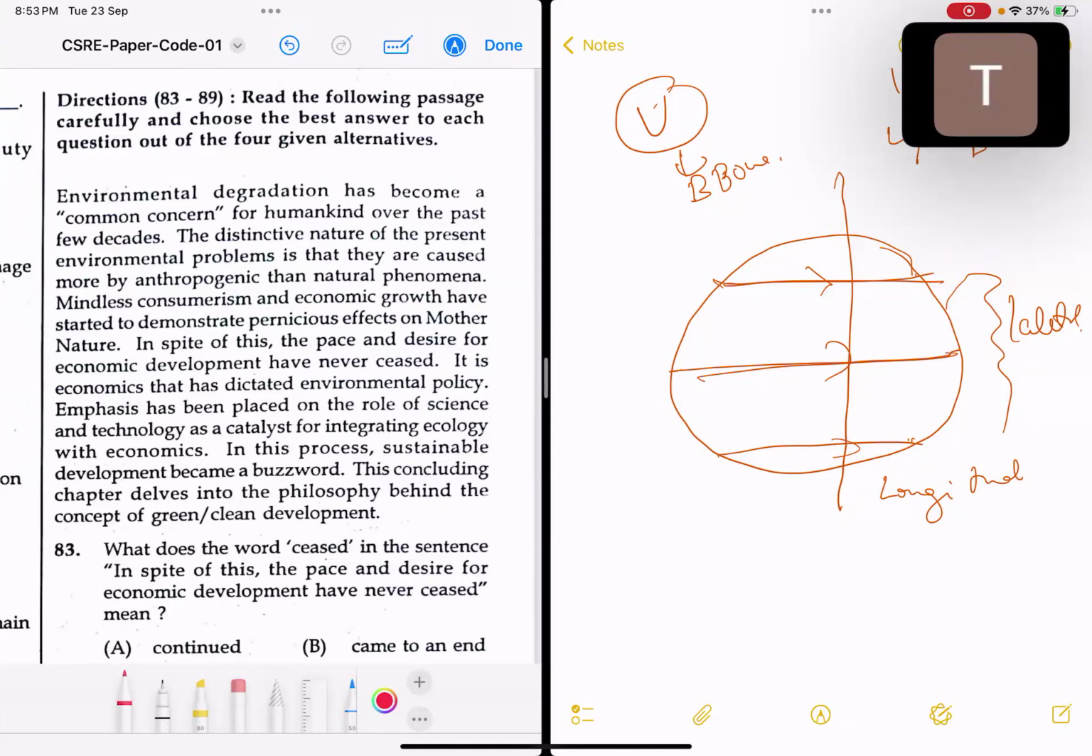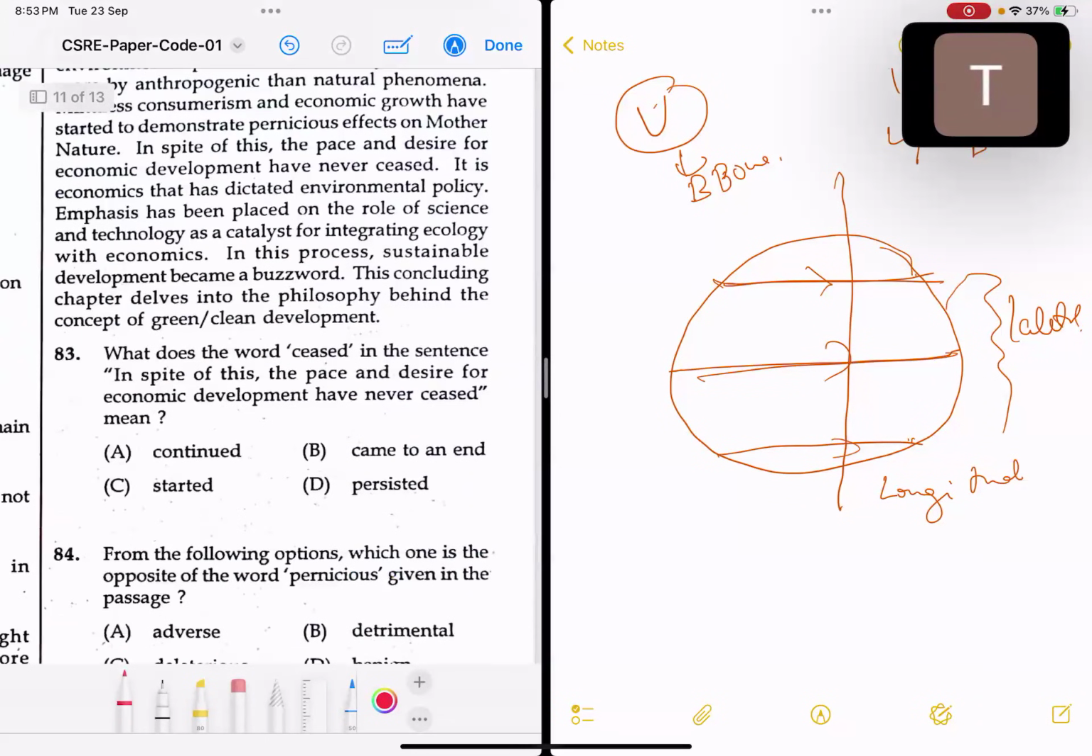Emphasis has been placed on the role of science and technology as a catalyst for integrating ecology with economics. In this process, sustainable development became the buzzword. This concluding chapter delves into the philosophy behind the concept of green/clean development. Now here, the first question is, what does the word cease mean in the sentence?